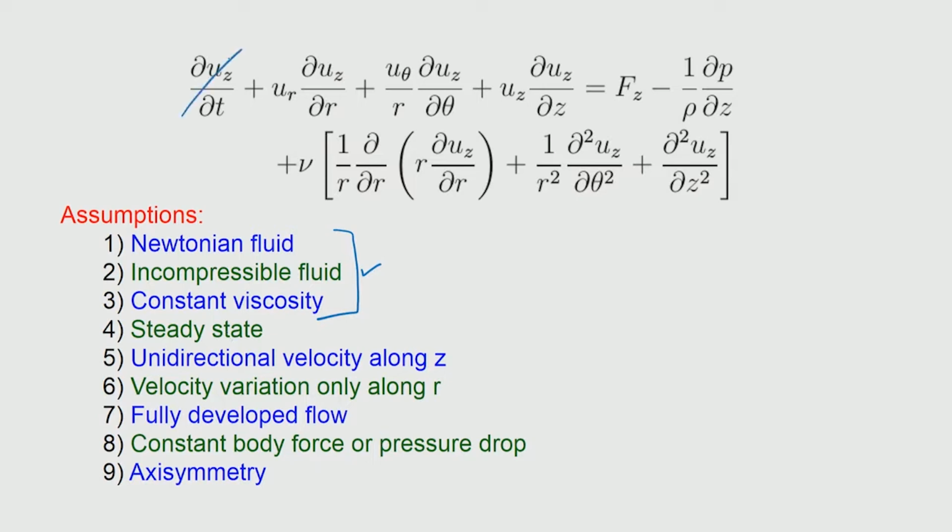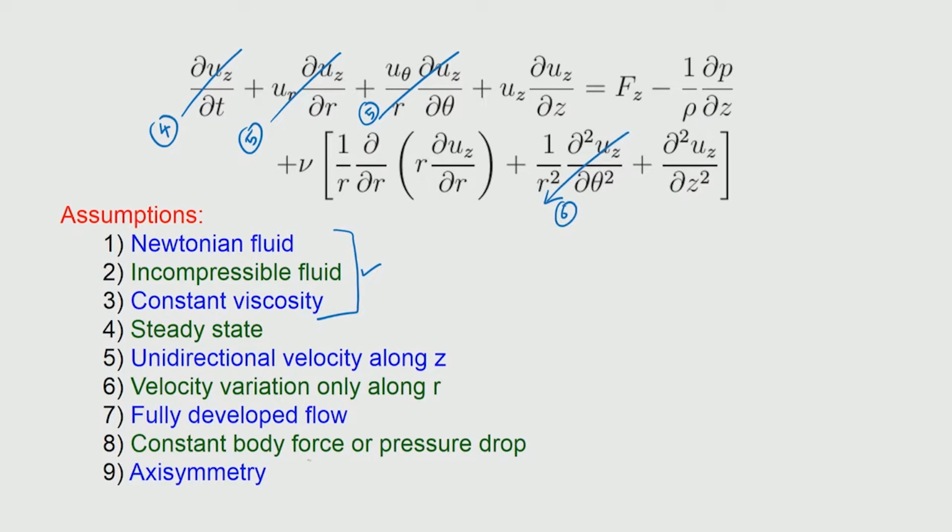So, we are going to strike off the first term because of assumption 4, steady state, and we are saying it is a unidirectional velocity along z. So, there is no ur, and there is no u theta also, and so that would be gone. And we say that the velocity variation is only along r. So, variation along the theta direction is being dropped. That would be assumption 6.